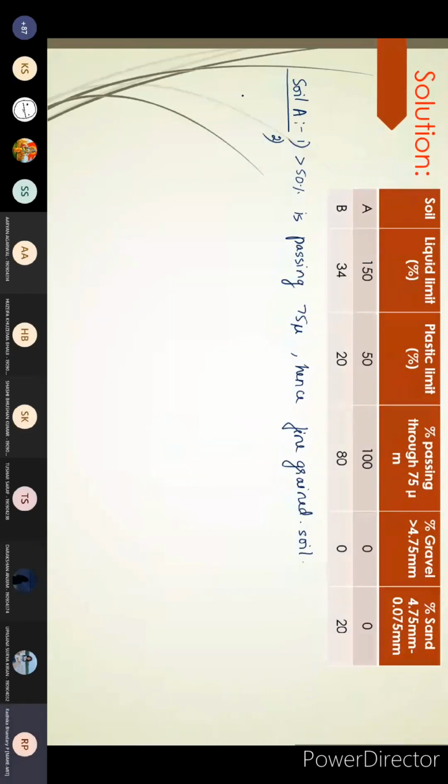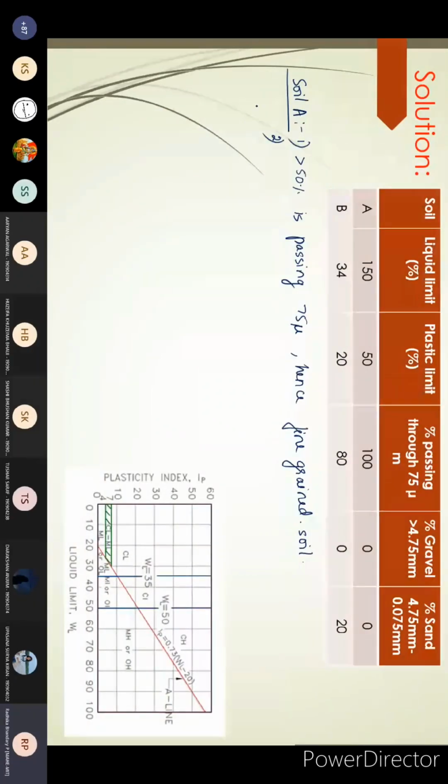Next, we'll use the plasticity chart. The liquid limit was 150, well beyond the chart, and the plastic limit is 50. So we'll use the values: 150 minus 20, just check this value. This is on A line, 94.9. And calculated, it is 150 minus 50, which is 100. So now, tell me.